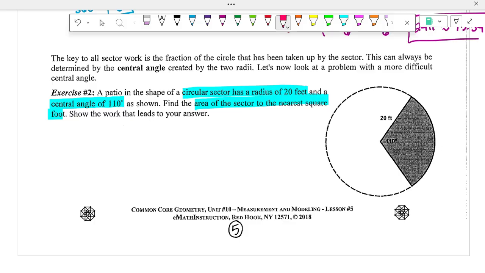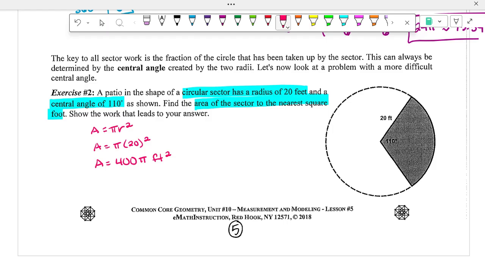So what should I find for the circle first? We're finding sector area, so you need the whole area of the circle. We're going to do pi r squared. What's my r? 20. So A is equal to pi times 20 squared. What's 20 squared? 400. So A is equal to 400 pi feet squared. I'm just going to leave it in terms of pi because I want my answer to be as exact as possible.